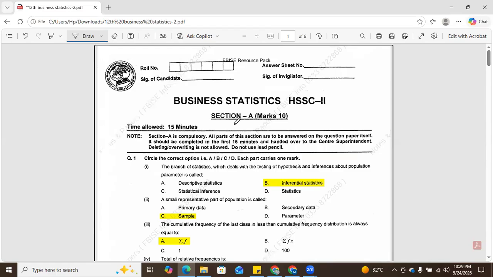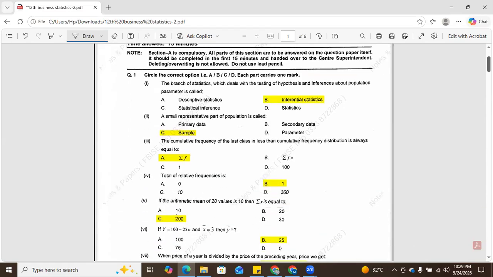In the model paper, as you can see here in section A, total marks are 10. You have 10 multiple choice questions. Let's go through. The branch of statistics which deals with the testing of hypotheses and inferences about population parameters is called inferential statistics. A small representative part of population is called sample.